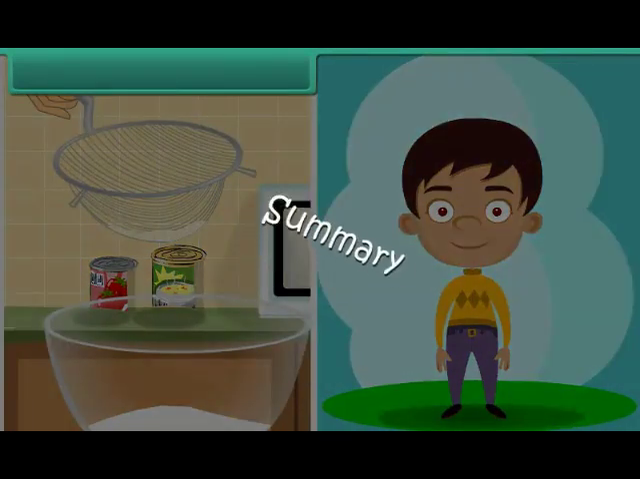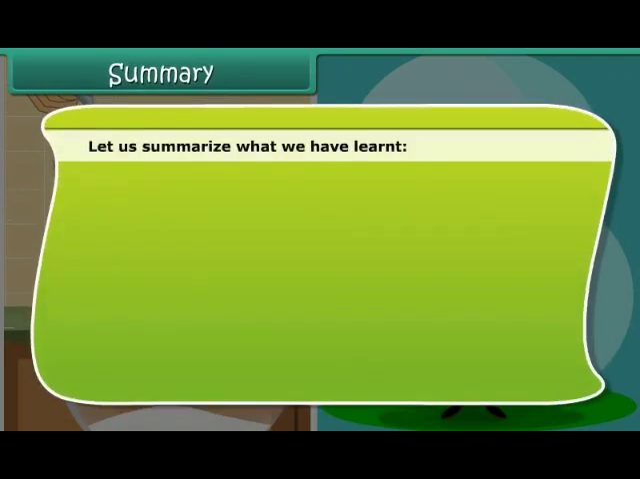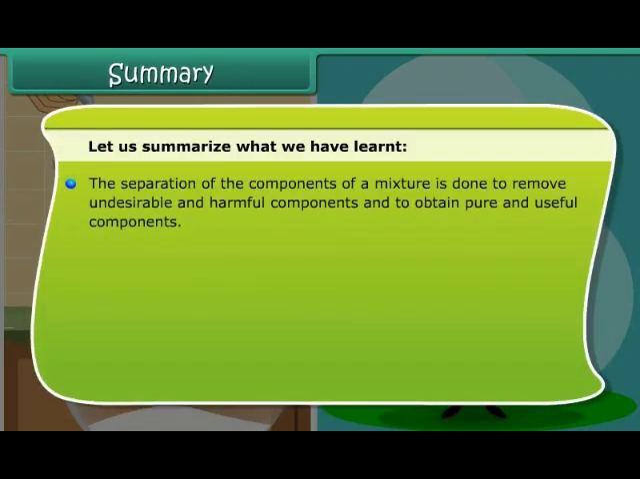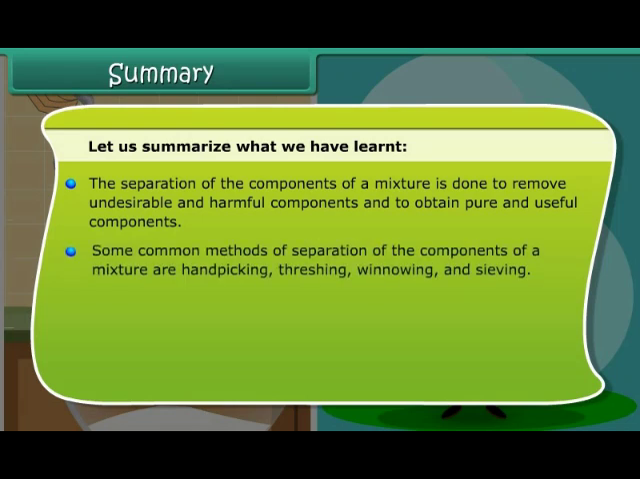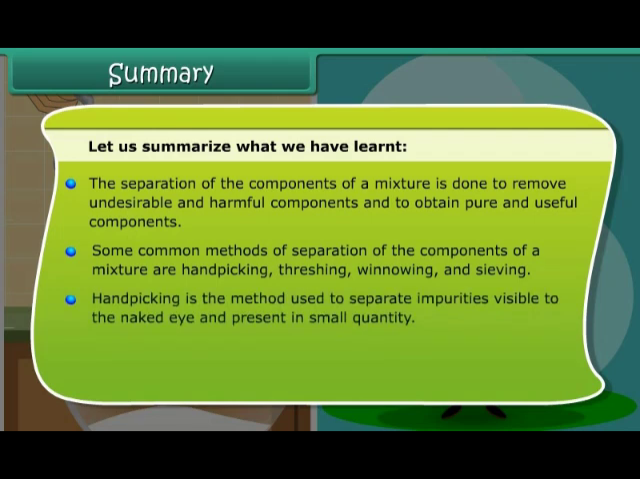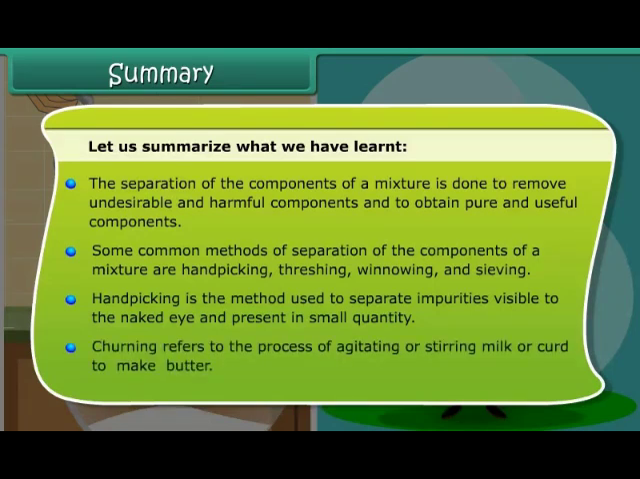Summary. Let us summarize what we have learned. The separation of the components of a mixture is done to remove undesirable and harmful components and to obtain pure and useful components. Some common methods of separation of the components of a mixture are hand-picking, threshing, winnowing, and sieving. Hand-picking is the method used to separate impurities visible to the naked eye and present in small quantity. Churning refers to the process of agitating or stirring milk or curd to make butter.